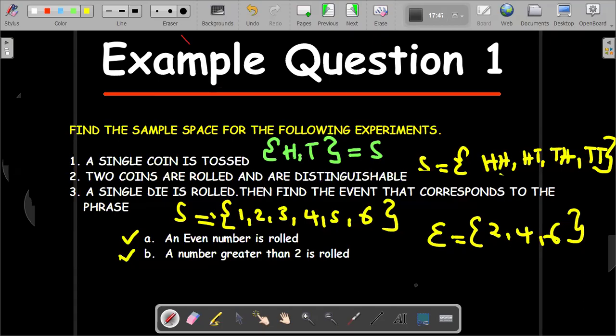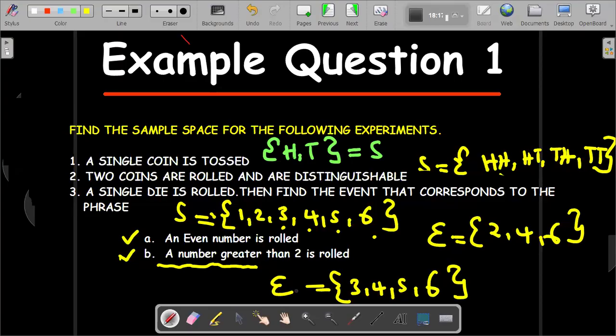The second one, they're saying find the event that corresponds to a number greater than 2 is rolled. When I come to this set, I have 4 numbers that are greater than 2: 3, 4, 5, 6. So for this event B, we're just going to say this is the event that contains 3, 4, 5, and 6. This here is the event that a number greater than 2 is rolled. Any question here on how we're coming up with those answers that we are writing?